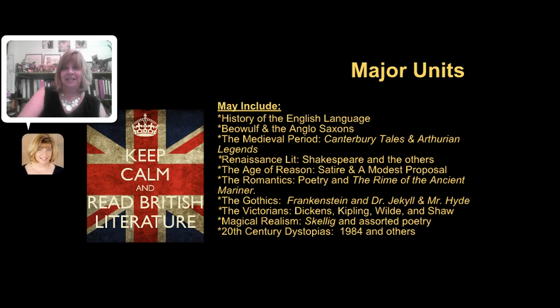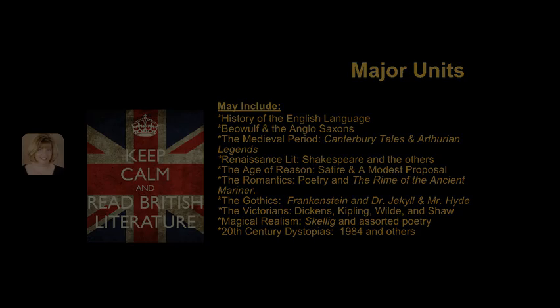We'll look at some of the Gothics, that's the dark side of the Romantics, Frankenstein, Dr. Jekyll and Mr. Hyde, really the origin of science fiction. And then we'll look at some of the Victorians, some full lengths as well as some shorter works, and get into some contemporary pieces, magical realism, and some of the 20th century dystopias, books like 1984, and look at this picture that they painted of the world.